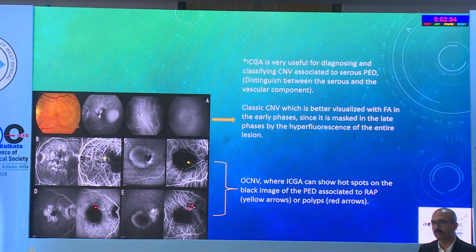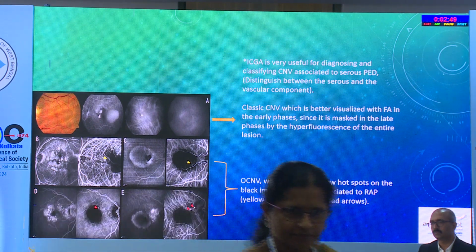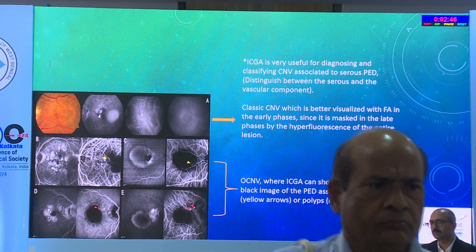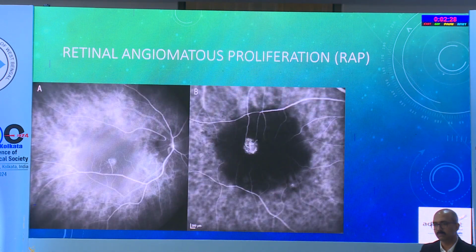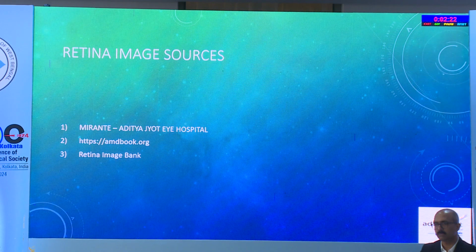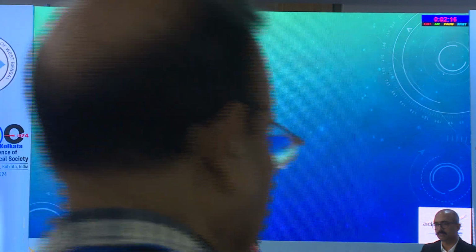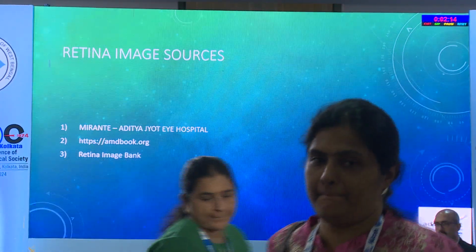And ICGA is very useful for diagnosing and classifying CNV associated with serous PED, distinguishing between the serous and the vascular component. And classic CNV is better visualized with the FA in the early phases, since ICGA masks the late phases by the hyperfluorescence of the entire lesion. And in occult CNVM, ICGA can show hotspots on the black image of the PED associated with PCV, the yellow arrows are the polyps with the red arrows. And this is a retinal angiomatous proliferation, and the retina images are sourced from our own colleagues, and also from AND2book.org and the retina image bank from the ASRS.